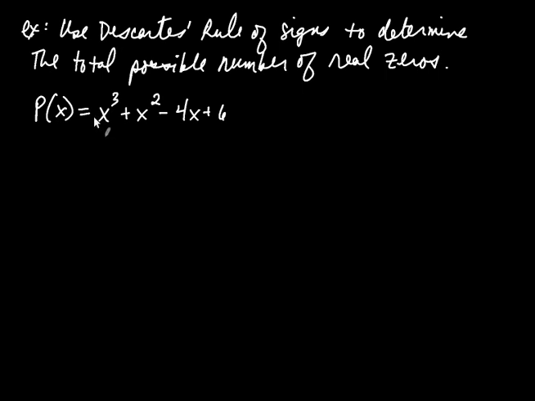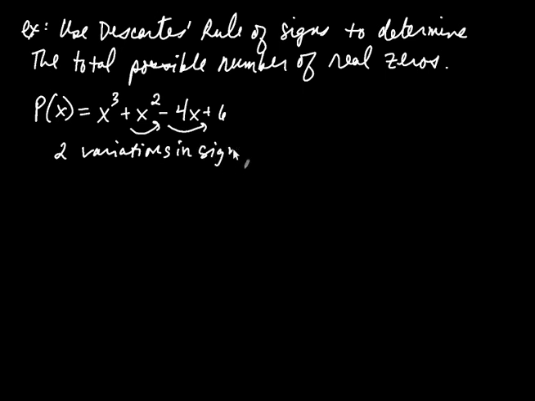For example, the coefficient here is a 1, and the coefficient there is a 1 as well. Going from here to there, there's no change in sign because it's positive and positive. But when I go from here to there, it goes from positive to negative. This counts as one variation in sign. Now what about from here to here? Well, that's negative to positive. That counts as a variation in sign as well. So there are two variations in sign, two sign changes.